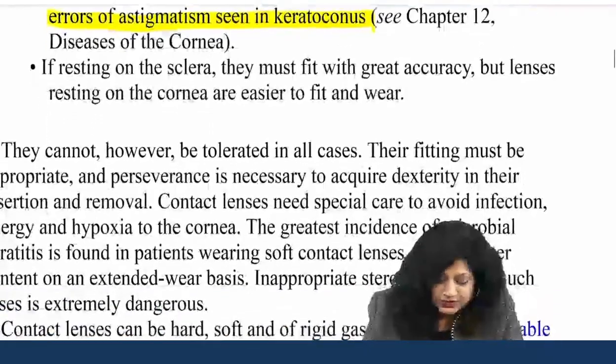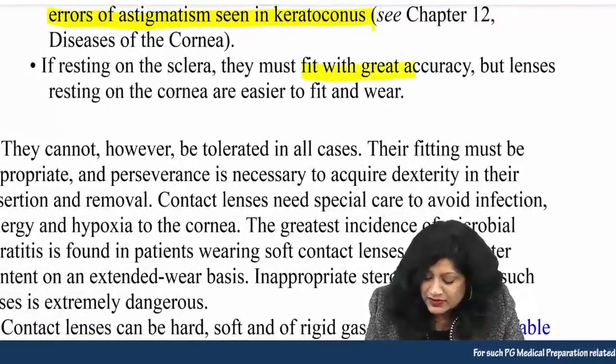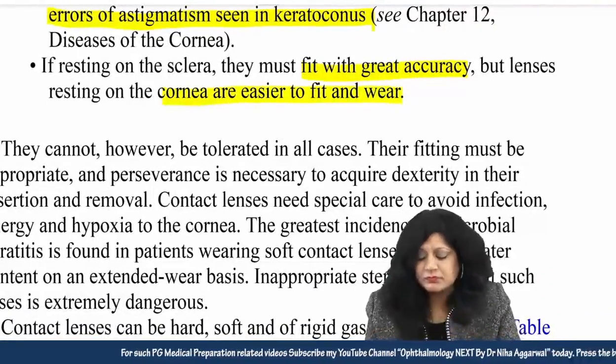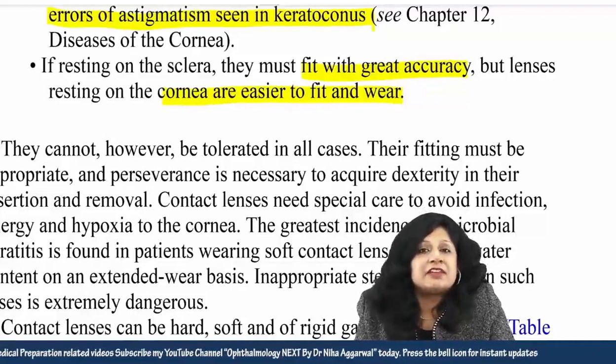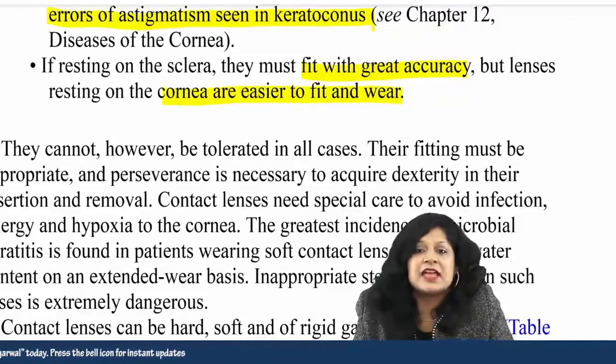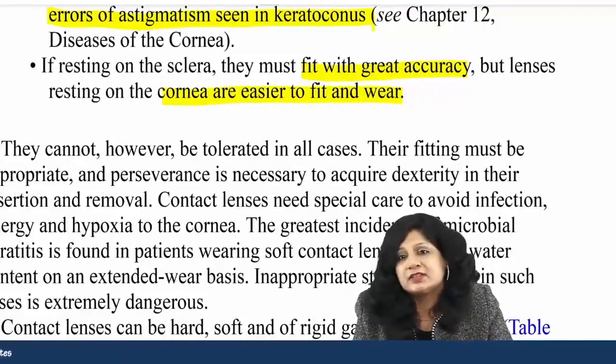If resting on the sclera, they must fit with great accuracy, but lenses resting on the cornea are easy to fit and wear. So they have greater accuracy if they are fitted over the sclera, but it's not that convenient, and usually we use those contact lenses that fit on the cornea.